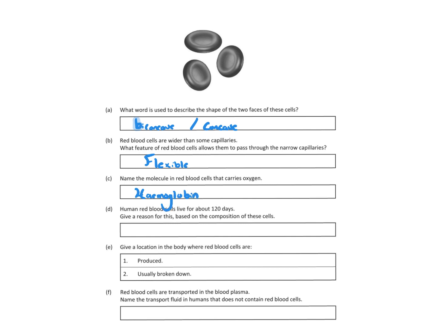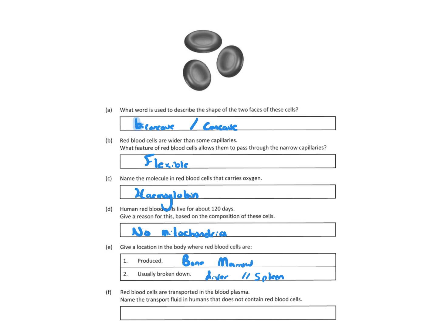Human red blood cells live for about 120 days. Give a reason for this based on the composition of these cells. Well, as I said a couple of minutes ago, they don't have a mitochondria. Okay, so there isn't going to be a huge amount of energy there for them. So that's why about 120 days is going to be the max. Give a location in the body where red blood cells are produced. So we mentioned that most of them are produced within the bone marrow. And where are they broken down? That could be the liver or the spleen.